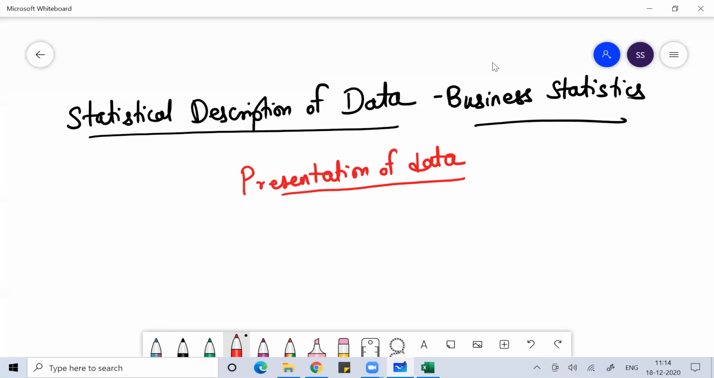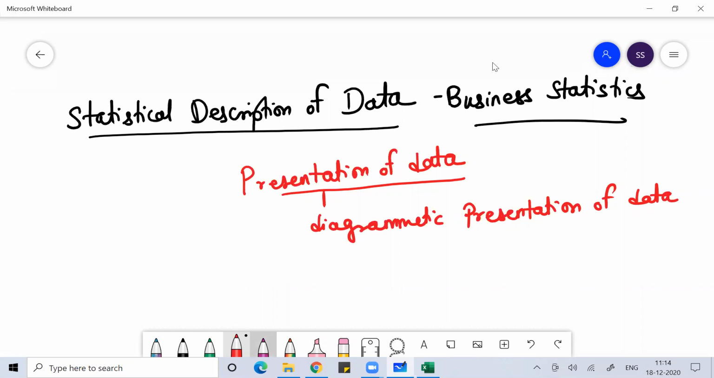When we talk about the diagrammatic presentation of data, we discussed different forms of diagrams. We discussed the line diagram yesterday.